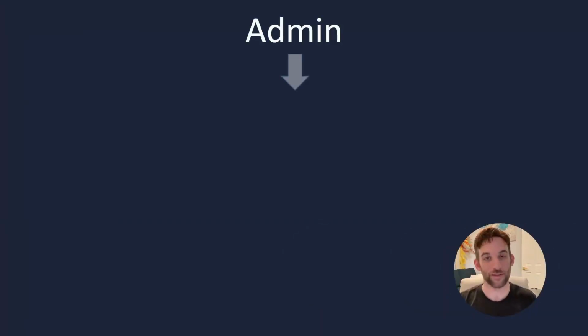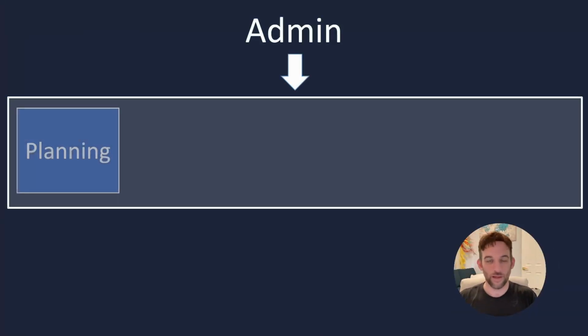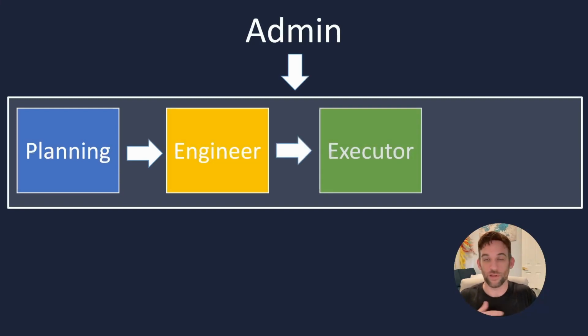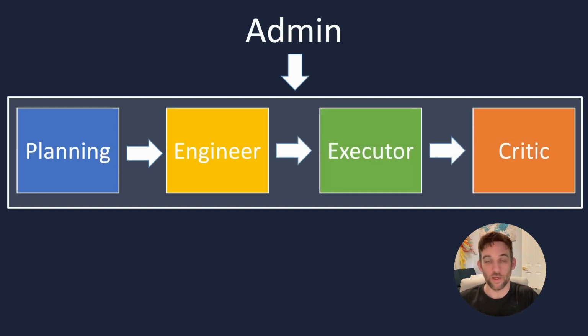Okay, so the first agent is you, the admin, and then we're going to have a planner who is going to plan everything else for the other agents. Then we're going to have the engineer who actually writes the code, the executor, which is really going to take that code and test it, and then the critic, who's going to review all the other AI agents, what they did, then give feedback, and then hopefully the other AI agents take that feedback and do something with it.